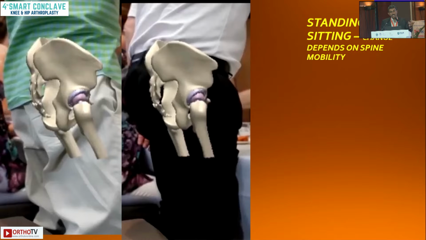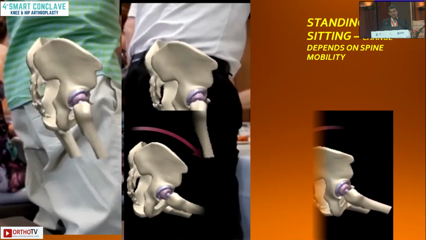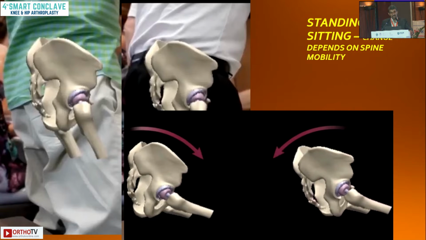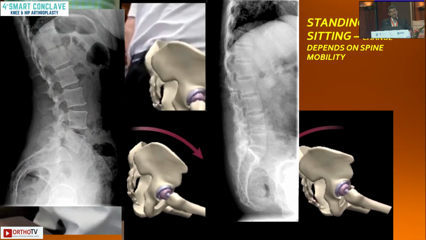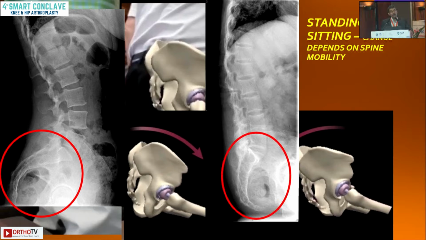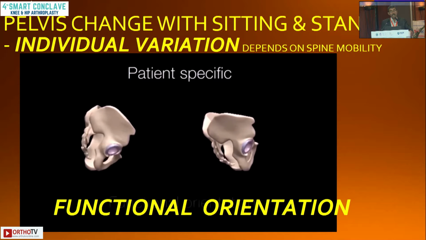Now, the sitting and standing changes from person to person, and that's why it's referred to as a patient-specific change. Especially when you look at the X-rays, that can translate to whether the lumbar lordosis is present or absent. And that is what is seen when you take these spine X-rays.